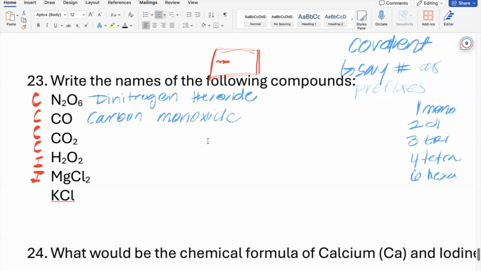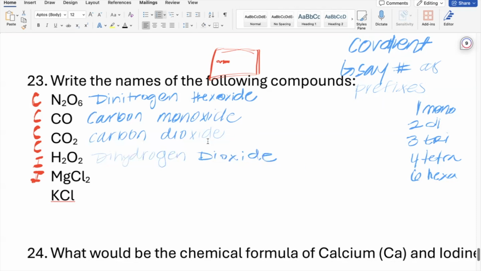All right. Similarly, we have CO2. So again, mono on the first element, we drop it. So it's just going to be carbon. And then we have di for the second element, so dioxide. All right. And then H2O2, that would be dihydrogen dioxide. All right. So that's our covalent compounds.